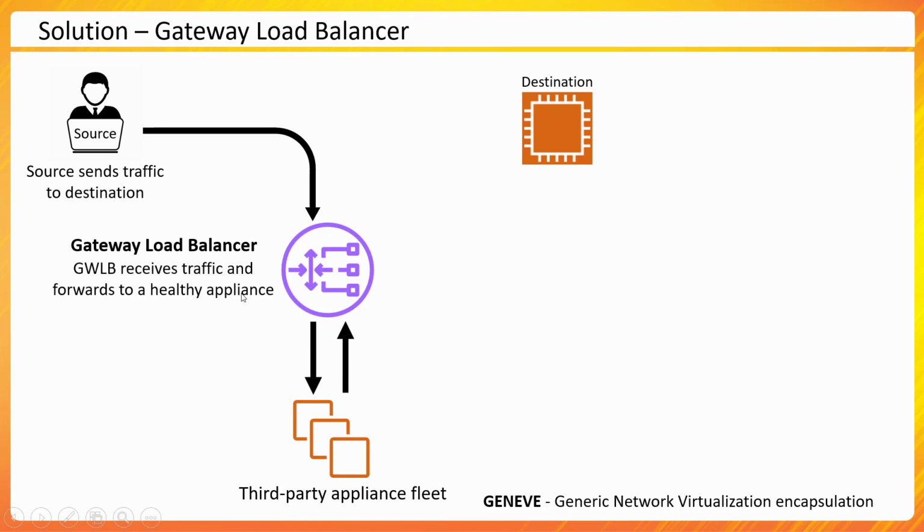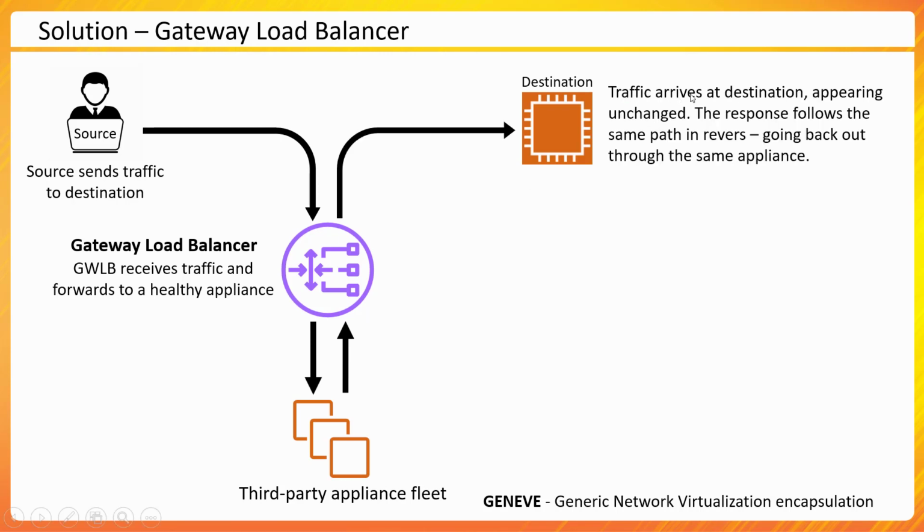Gateway Load Balancer receives traffic and forwards it to the healthy appliances behind the scenes. Those appliances may be performing some inspection, maybe some intrusion detection, maybe tracking something, analyzing something, and once this is done, they would forward this request to the destination. Traffic arrives at the destination, it appears to be unchanged, and the response follows the same path in reverse, going back out through the same appliances. So that's what happens when you deploy a Gateway Load Balancer.